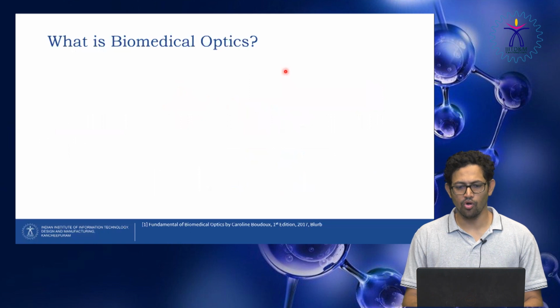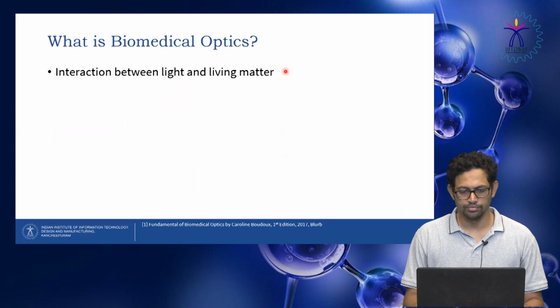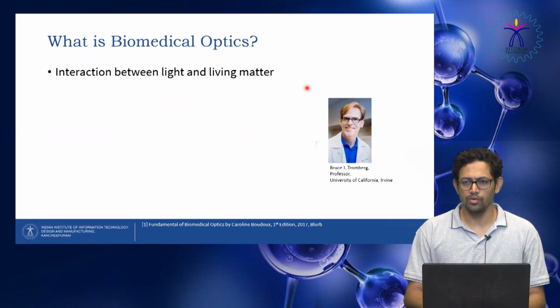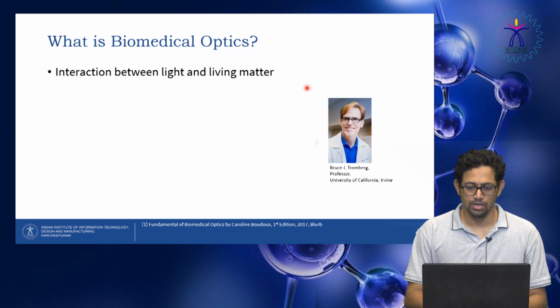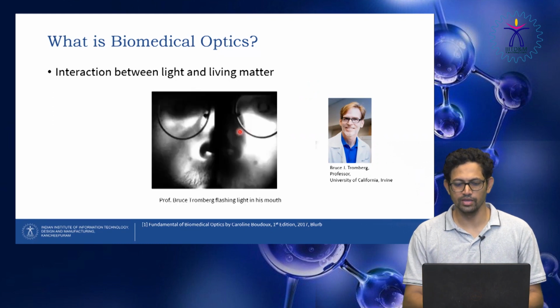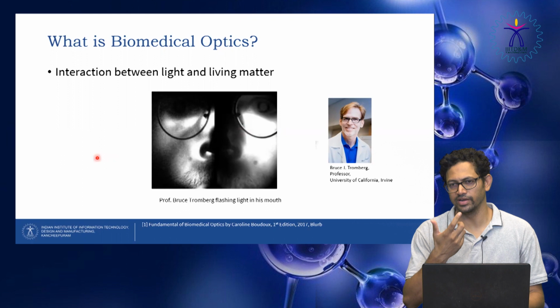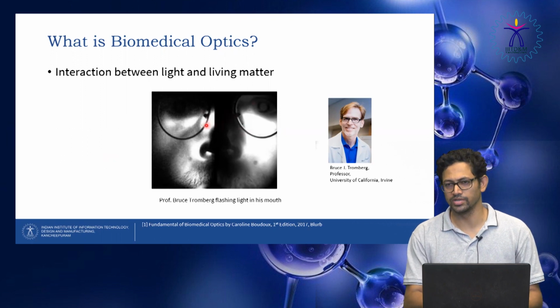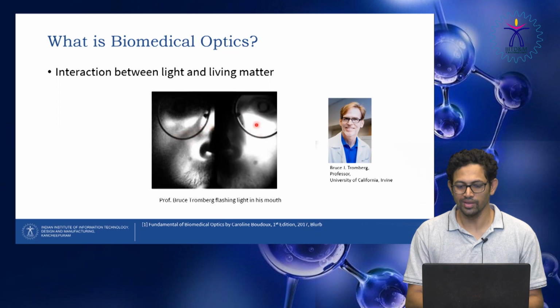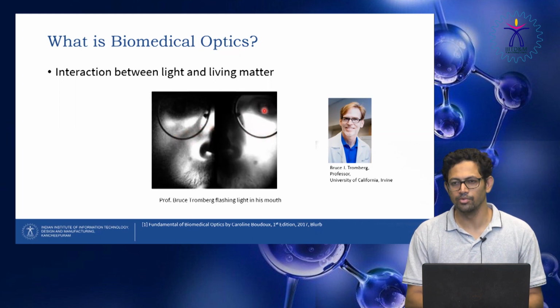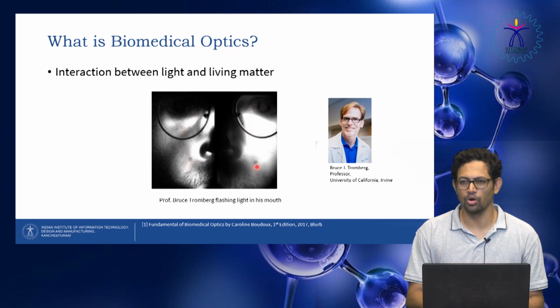So let us understand what biomedical optics or light tissue interaction actually is. It's the interaction between light and living matter. I would like to show you the demonstration that Professor Bruce Stromberg gave to his class. He flashed a light inside his mouth, and this is what the students could see in a dark room. You can see a few patches of dark regions and a few patches of bright regions. You can also see the eye getting illuminated, and a couple of spots within the skin.